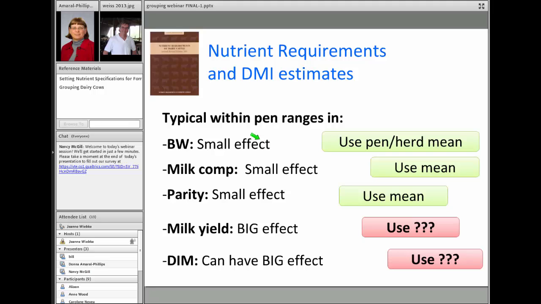So to sum up this part, body weight, use a pen or herd average. You don't need to worry about diversity in body weights. Milk composition, use a mean. You do not have to worry about diversity. Parity, again, minor effects, just use the mean. If you've got first, second, and third lactation cows in there, punch in second lactation. But milk yield and days in milk, huge effects, and that's what we're going to talk about.